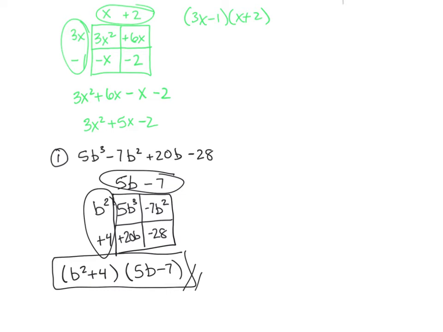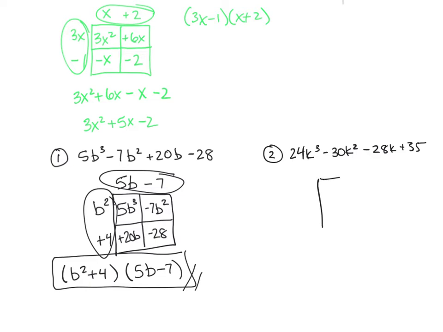So let's try that again. Let's try that with problem 2. So let's say this is going to be 24k cubed minus 30k squared minus 28k plus 35.